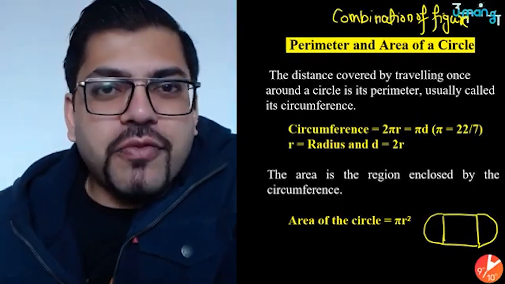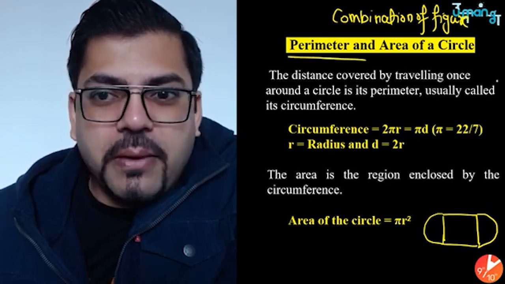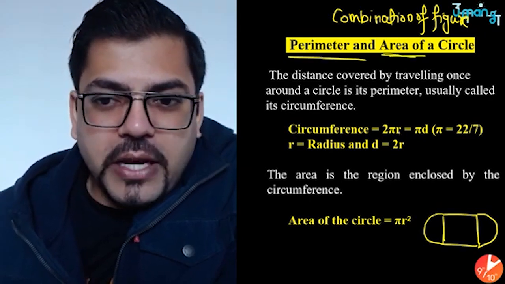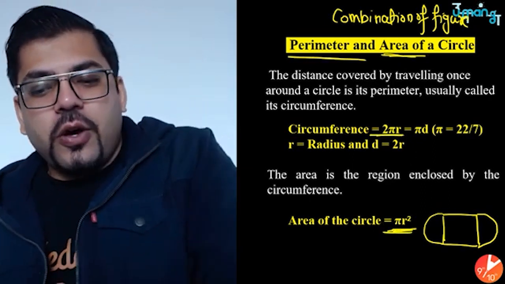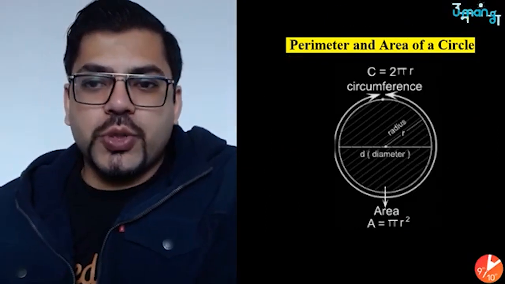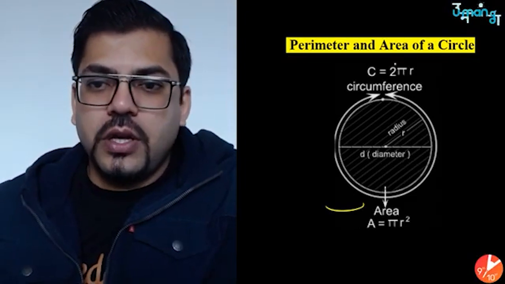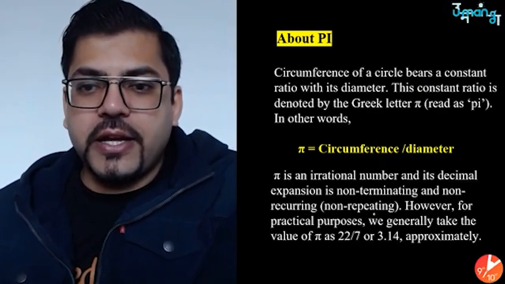But before getting into that, we should start from the basic things, isn't it? Like what is the perimeter of a circle? What is the area of a circle? So perimeter, I hope you all know, is 2 pi r. Area is pi r square. All of you might be knowing this. Moving ahead, so this is 2 pi r, very simple. This is 2 pi r, and area is pi r square.